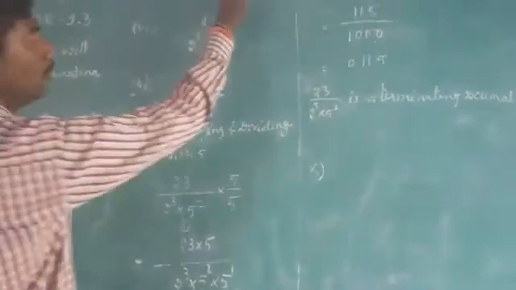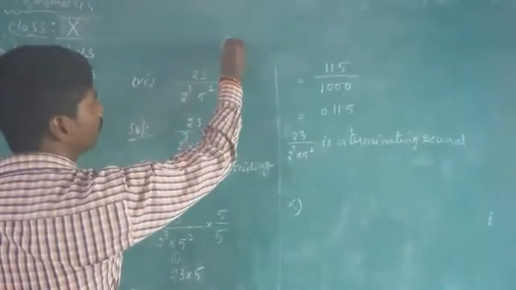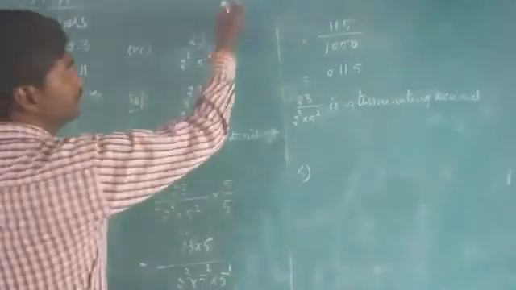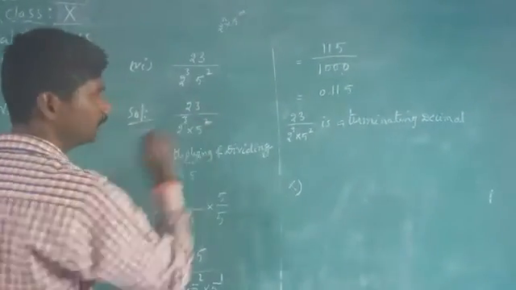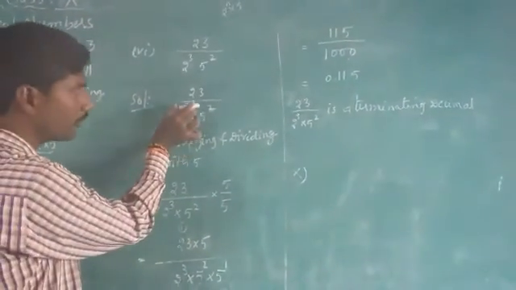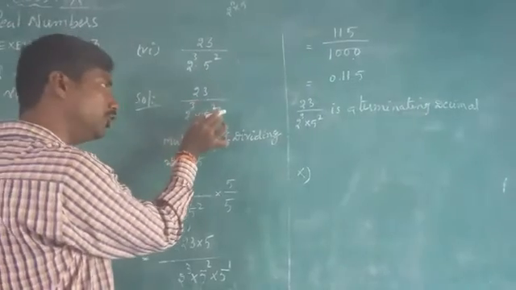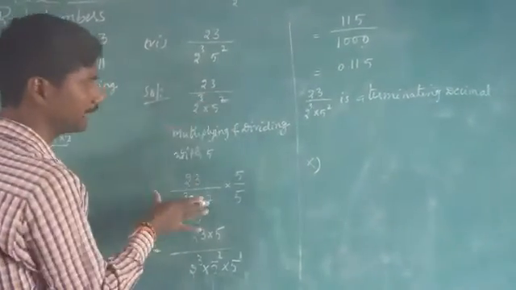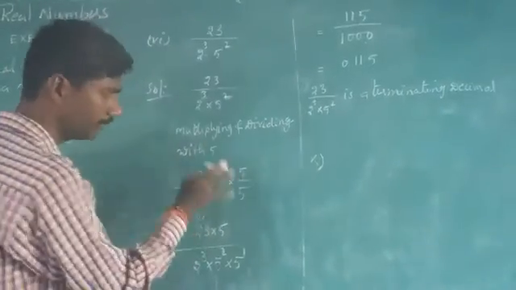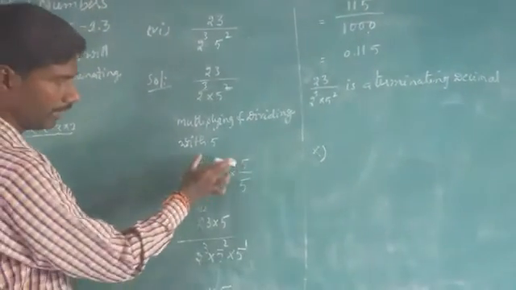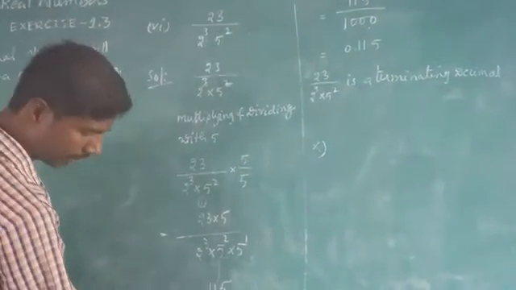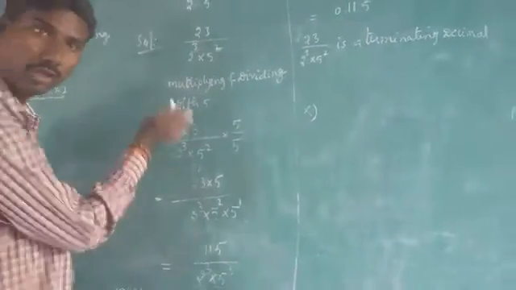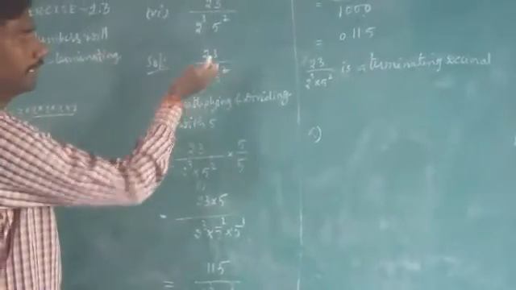See, the denominator should be in the form of 2 to the power of n, 5 to the power of n. Because of that, this power should be equal. I want here 2 to the power of 3, right? Here I need to make it 5 to the power of 3 only. So the power should be equal. That's why I multiply and divide with 5. Then only I got it here. Observe it. I make it as 2 to the power of 3 into 5 to the power of 3. Powers are equal. So because of that reason, I multiply and divide.